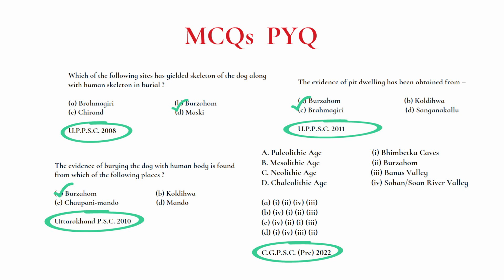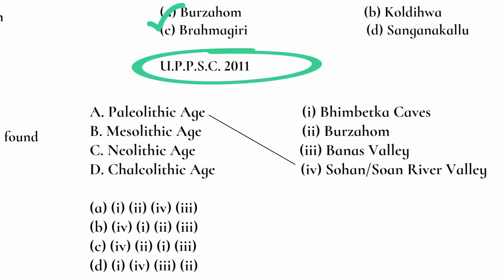There are different ages given and different sites given: Paleolithic age, Mesolithic age, Neolithic and Chalcolithic age. So we know Paleolithic age site is Sohan River Valley. The most important site of Mesolithic age is Bhimbetka caves. The most important site from Neolithic age is Burzum. We haven't studied Chalcolithic age yet, but Banas Valley is a Chalcolithic age site. So answer will be B.